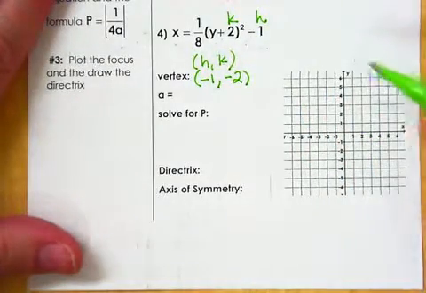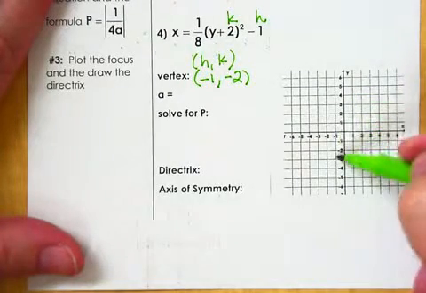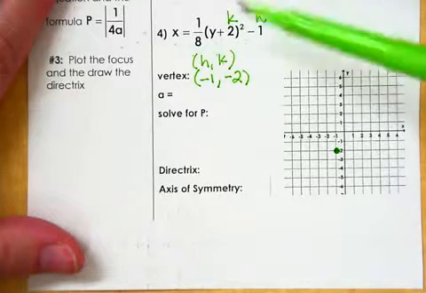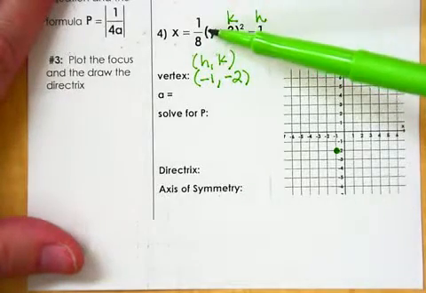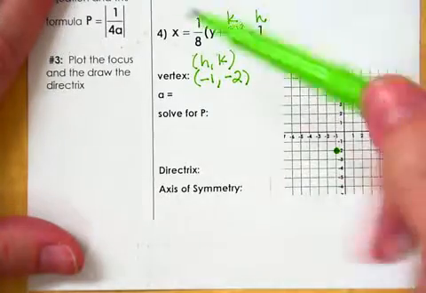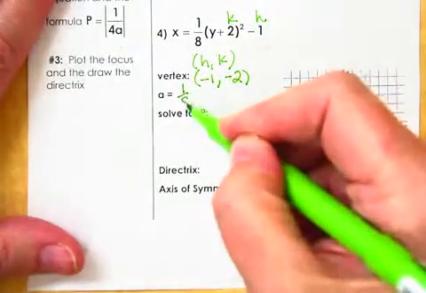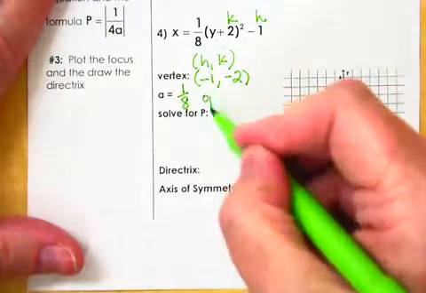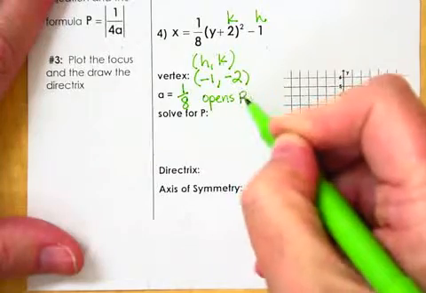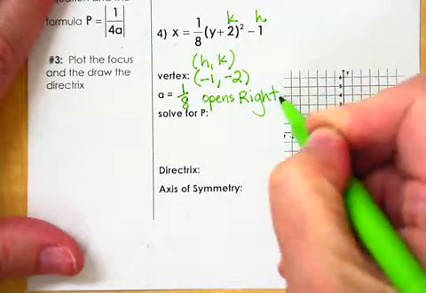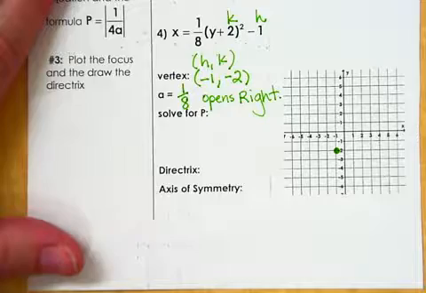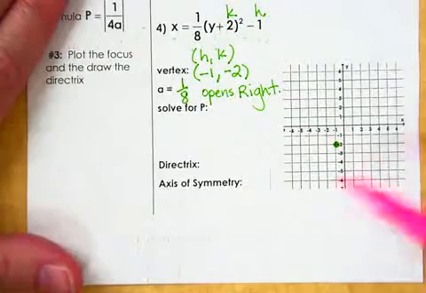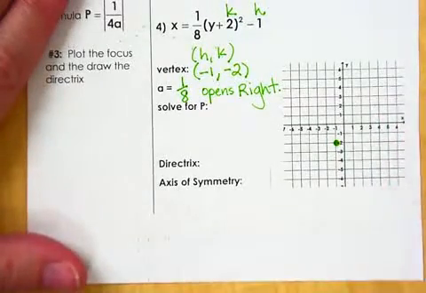I'm going to go ahead and graph the vertex, (-1, -2). I know this graph is going to open to the right because the a value is 1/8, and it's positive, so this graph opens right. Okay, now I'm going to use that a value to calculate the p value so I can get more information about where the focus and the directrix are located.